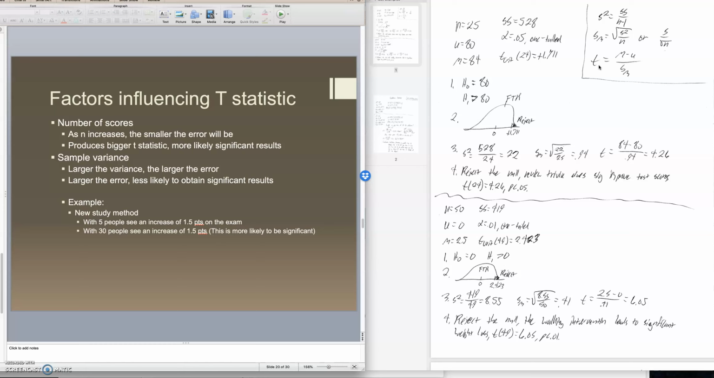Sample variance has the opposite effect. If sample variance goes up, that means that the estimated standard error is also going to go up. If that goes up, the t statistic is going to go down. We are less likely to obtain a significant result. Okay?